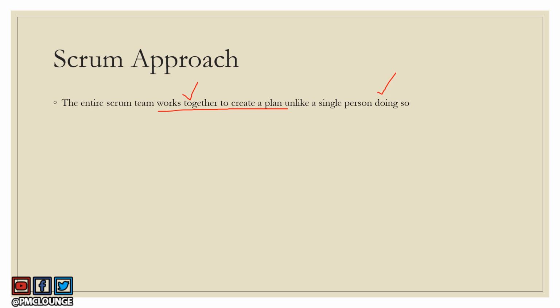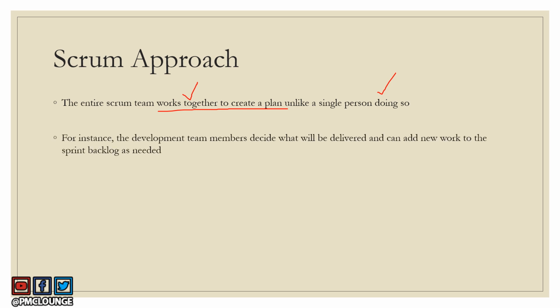So the plan is created by the entire Scrum team. Here's an example. The development team members decide what will be delivered. Now, of course, it can be influenced by the product owner, right? But at the end of the day, it's the development team members that are deciding what will be delivered, and they can add new work to the sprint backlog as needed. If they are done early and they can take in more work, they can actually take more work from the sprint backlog. Of course, what kind of work or features they should take in can also be influenced by the product owner.